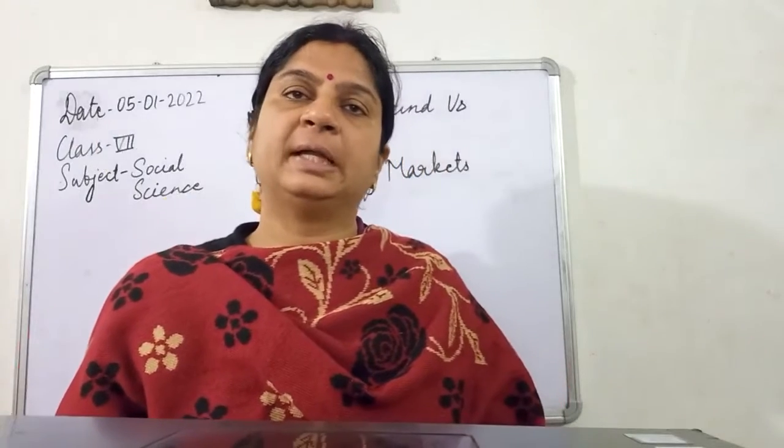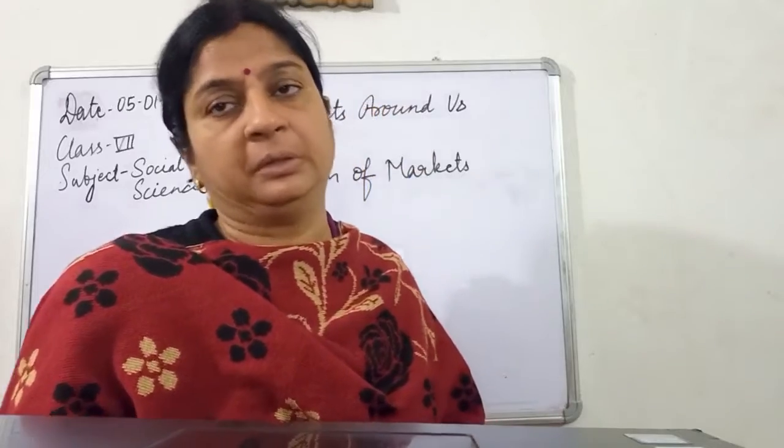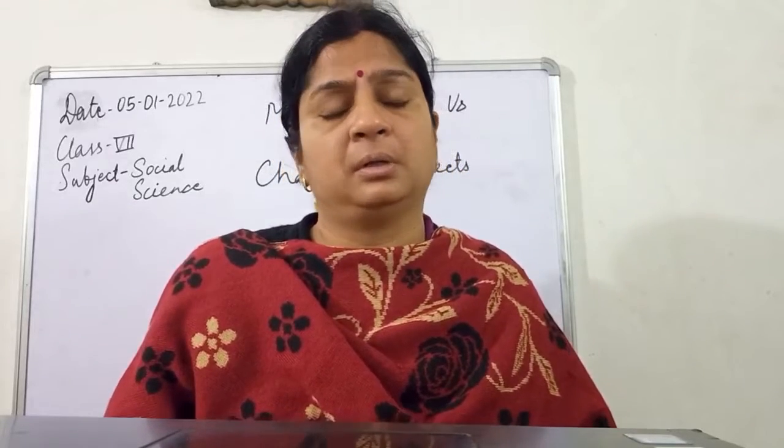So what we find is that so many different types of markets exist, and we purchase so many different types of items from the market, from the shopkeeper, from the shop owner, from the traders. Now just try to understand where these shop owners get these products in their shops. The products are produced either in factories or on farms, but we get them from the shop.